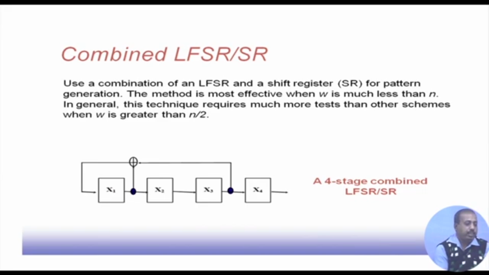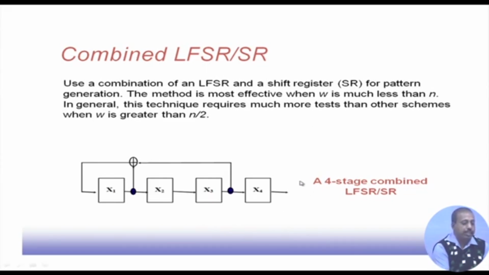Combined LFSR SR. Here, first we have an LFSR, and after that we have some shift stages. This is a 3 stage LFSR, x1, x2, x3. After that, as a 4th stage, we have added another flip flop, so at x4 you will get a shifted version of x3. That may be sufficient in many cases. So, this uses a combination of an LFSR and a shift register for pattern generation.